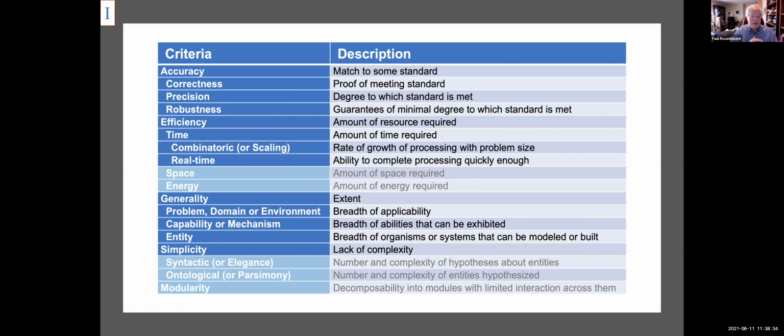Efficiency, and the focus here is on time, both combinatoric, as we saw, for example, a lot in John Sotz's talk, and real time. There are also other forms of efficiency, but everything that's kind of faded out here is not directly included in this work, but is included in these criteria slides for completeness. 3 kinds of generality, in terms of the kinds of problems that you can attack, the kinds of capabilities that are included, and the kinds of entities that you model, and then a form of simplicity.